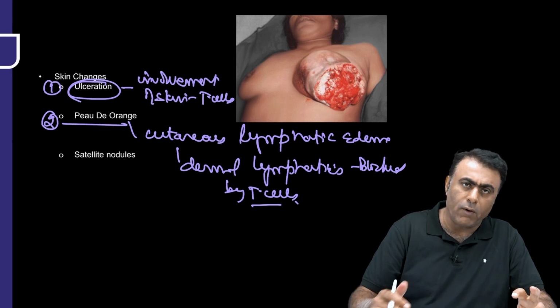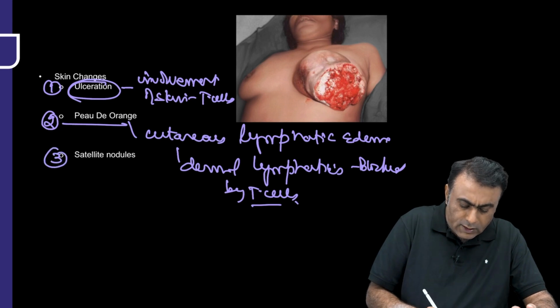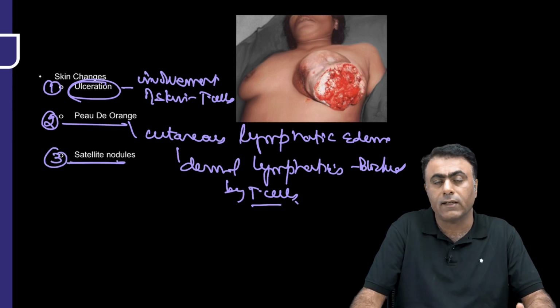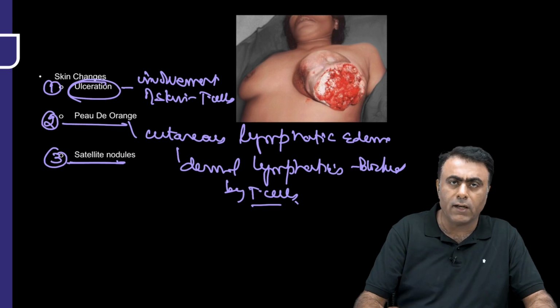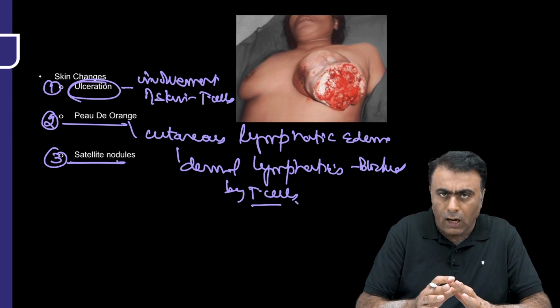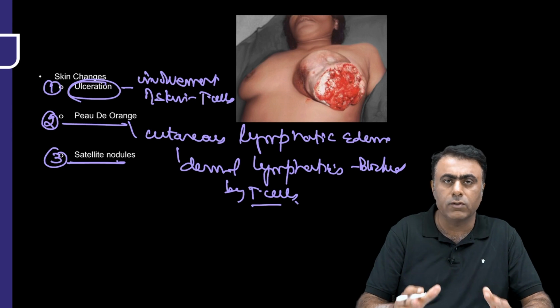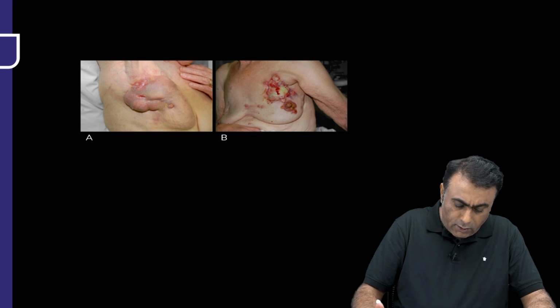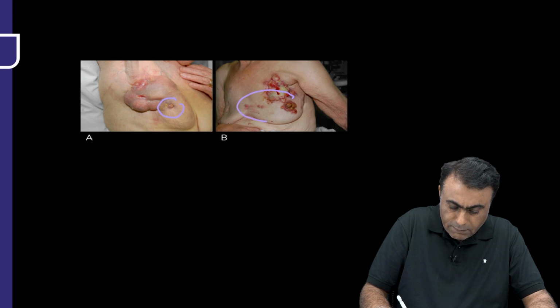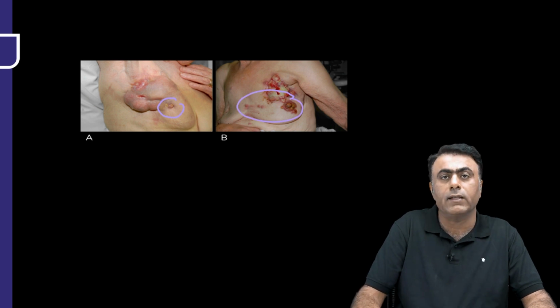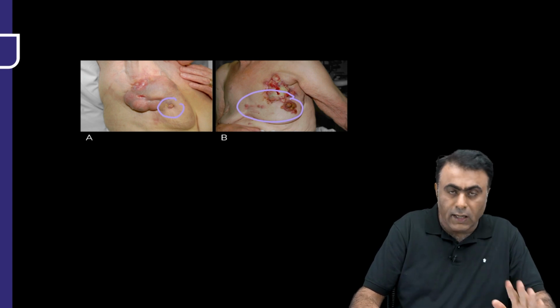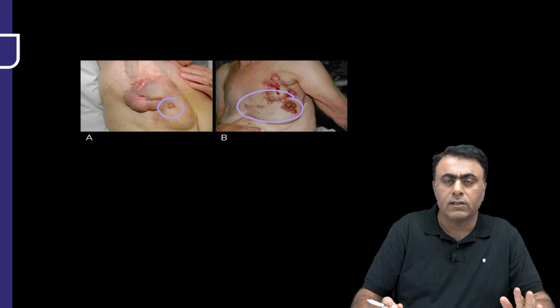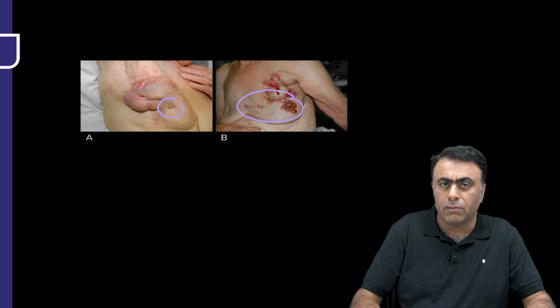And a third very, very important skin change which can influence the staging is the satellite nodules of the breast. Satellite nodules basically are nodules in the skin away from the primary tumor. This is just an image: there's nipple retraction here and there is a malignant mass with the presence of satellite nodules in the skin. So, those are the different clinical features with which a patient of breast carcinoma can present.